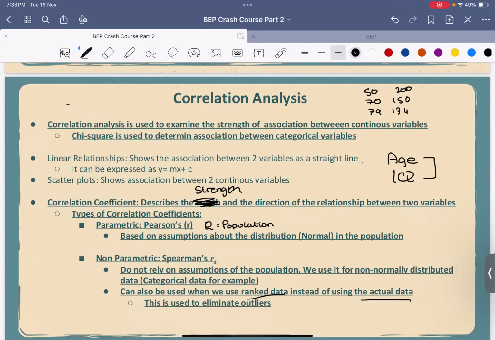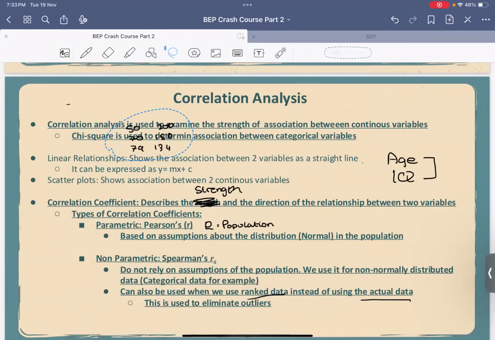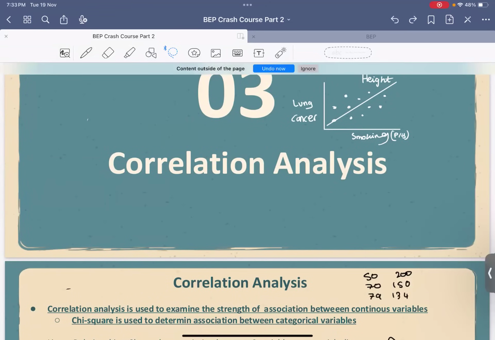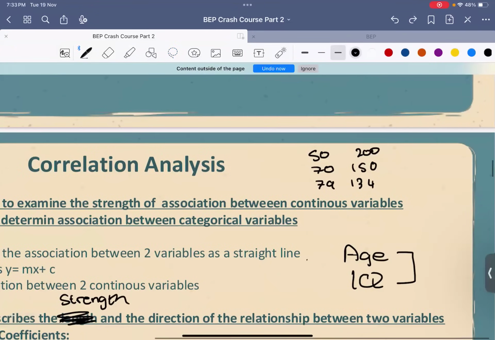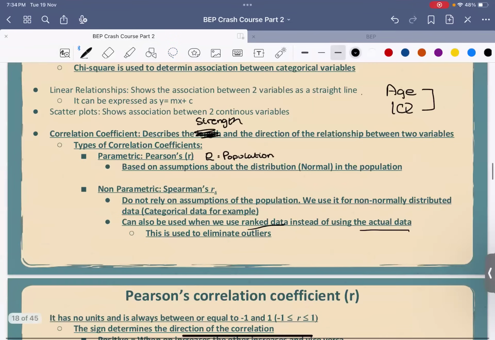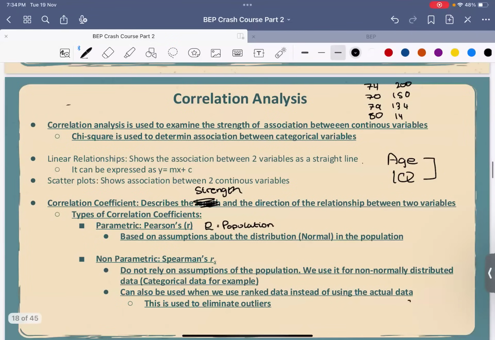But sometimes we want to rank those data. Let's add one more piece of data. Let's make this 74 actually, and let's make this 14. Let's make this 80, whatever, and then we make this 14, for example. So sometimes we want to rank the data instead of using the actual data.